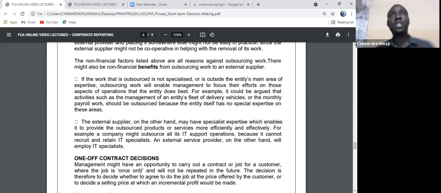So you see, when you're looking at the positive side, you may have to also balance it with the negative side. Or when you're looking at the negative side, you balance it with the positive side. So when you're looking at the financial consideration, and the examiner asks you what are the non-financial factors to consider, you have to look at some or all of these and give it to them.